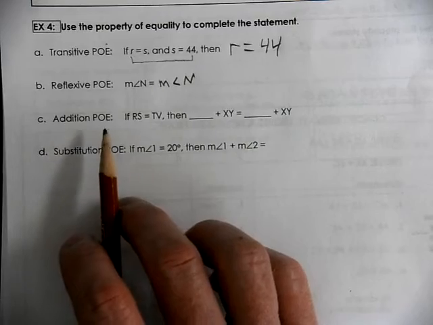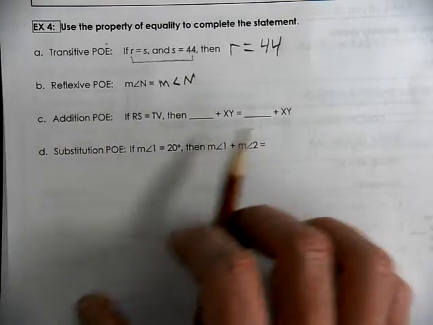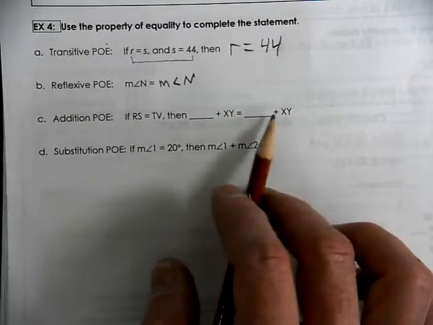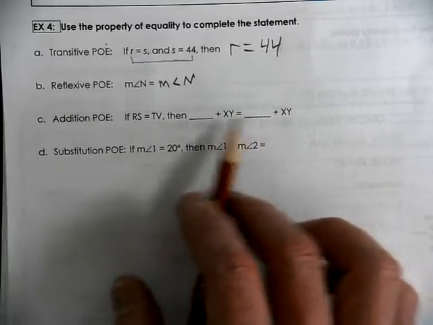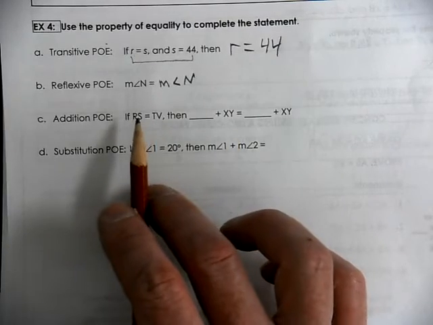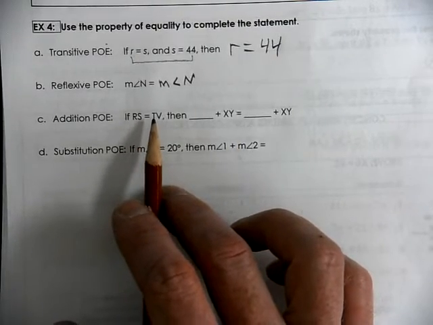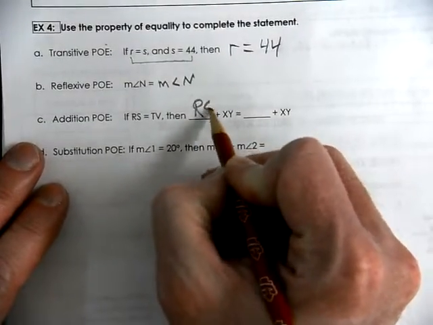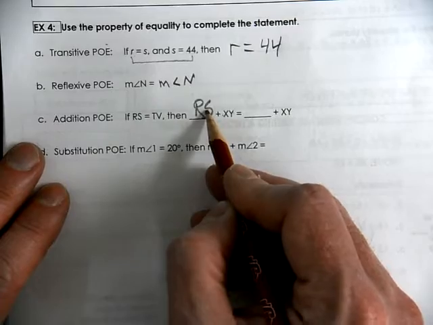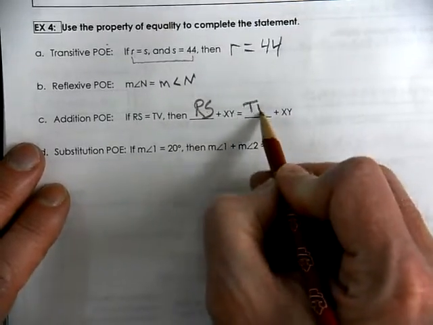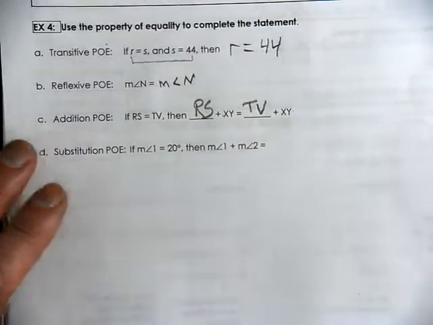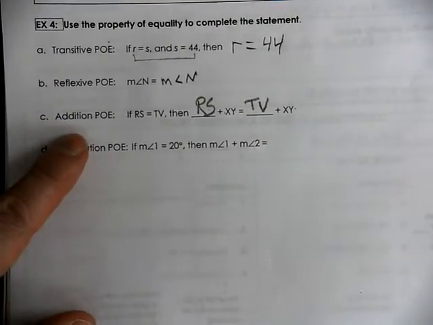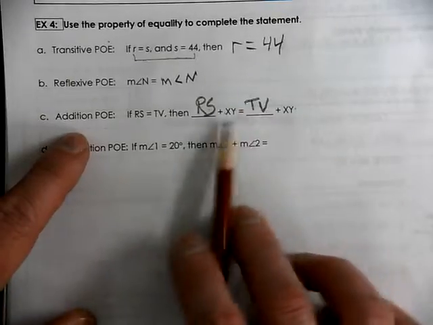Addition property of equality. This notation's kind of funny looking. It's showing you what you're adding to both sides of the equal sign, because I want to be sure that you know that there's going to be the same. If you know that RS is supposed to be the same as TV, then when you add XY to RS, you would need to also add XY to the TV to keep it equal. So that's the addition property of equality, when you're adding it to both sides.